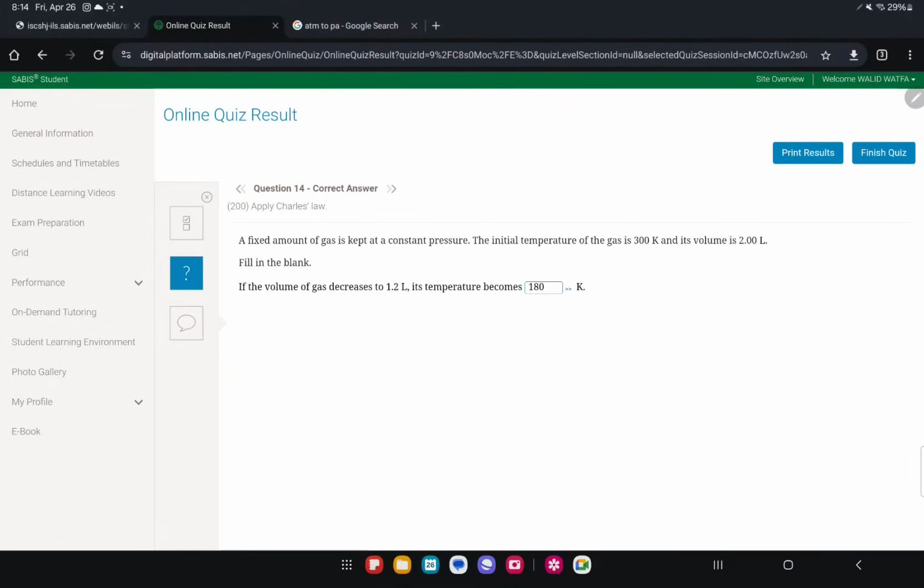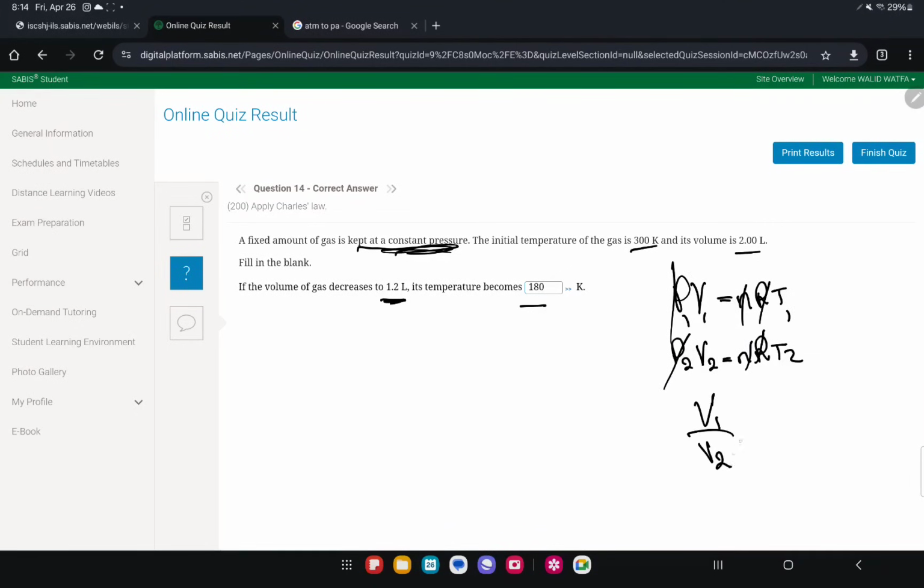Okay, a fixed amount of gas is kept at a constant pressure. The initial temperature of the gas is 300 Kelvin, and its volume is 2 liters. If the volume decreases to 1.2 liters, its temperature becomes what? Again, PV equals nRT, P1 V1 equals nRT1, P2 V2 equals nRT2. Cancel R with R and with n. Constant pressure, so P with P, you'll get V1 over V2 equals T1 over T2.